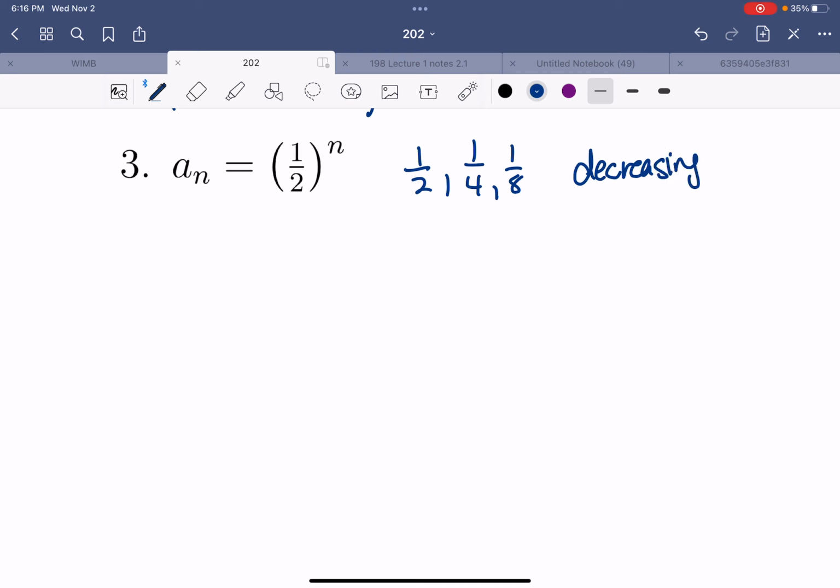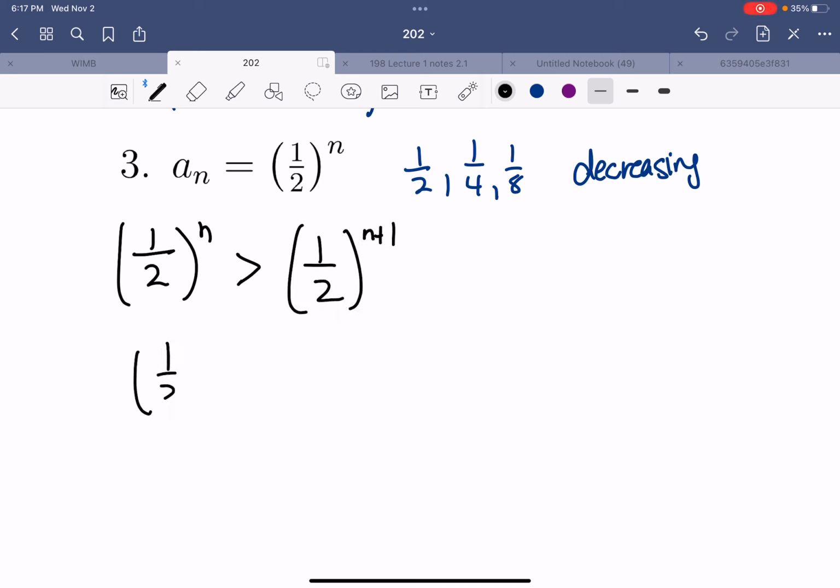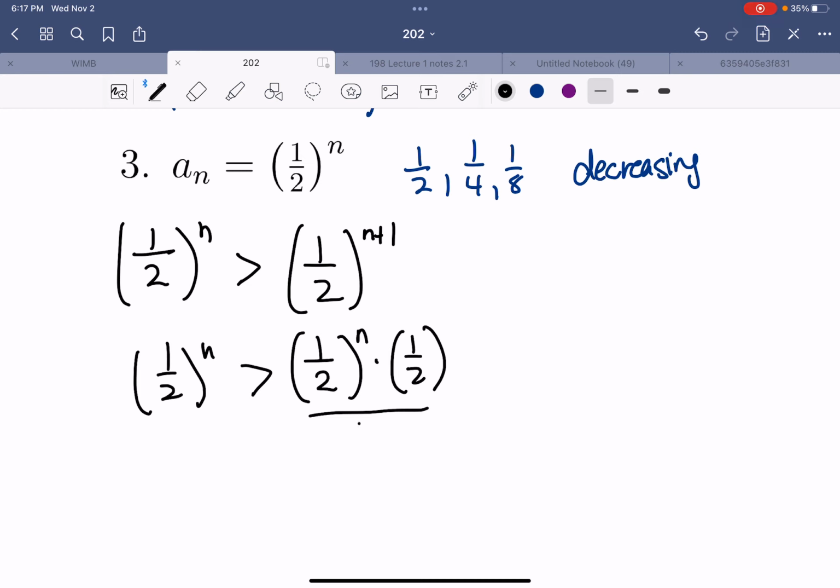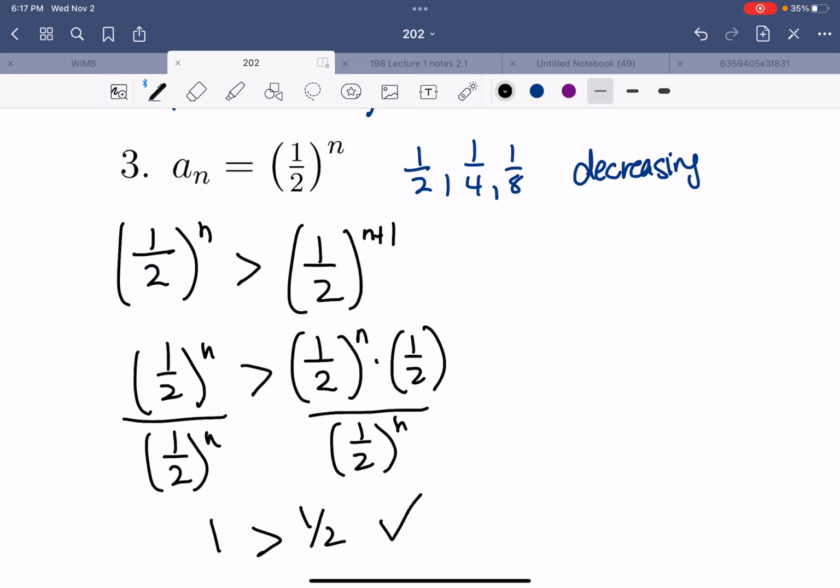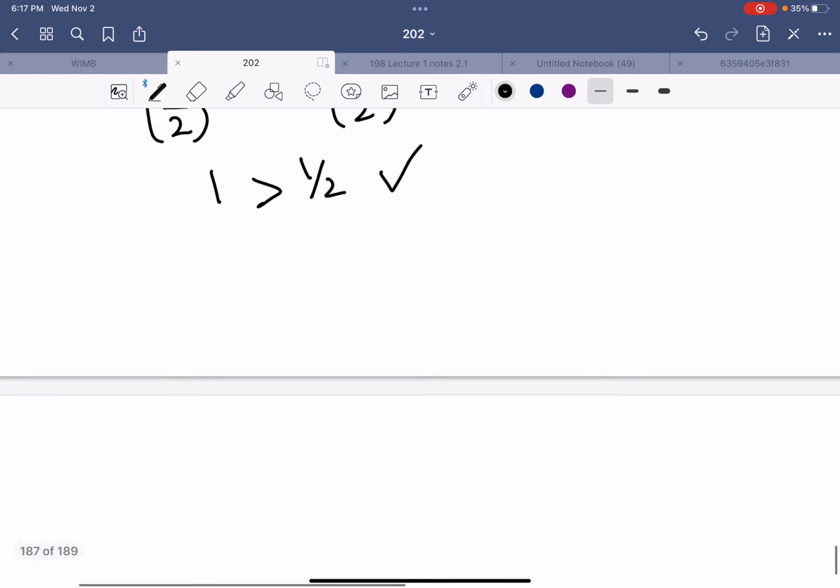So let's look at it. You are comparing (1/2)^n, we're going to say, is bigger than (1/2)^(n+1). And that's just (1/2)^n greater than (1/2)^n times 1/2, right? And so if you divide by (1/2)^n, which we know is always positive, then you get 1 is greater than 1/2, which of course is true. And so therefore you can show that it's decreasing. Okay, so that's usually your strategy when you're looking at increasing versus decreasing.